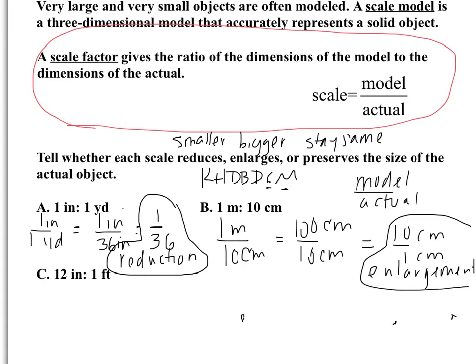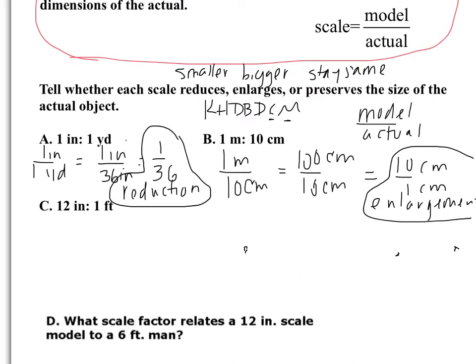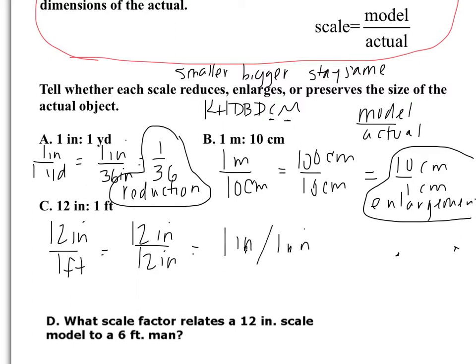Okay, so now let's go down to this next one. I'm going to scoot up. We have 12 inches to 1 foot. Okay, so 12 inches over 1 foot. If we turn them both into inches, 1 foot is equal to 12 inches. And then we reduce that and we get 1. So we get 1 inch to 1 inch. And since it stays exactly the same, this is a preserves.